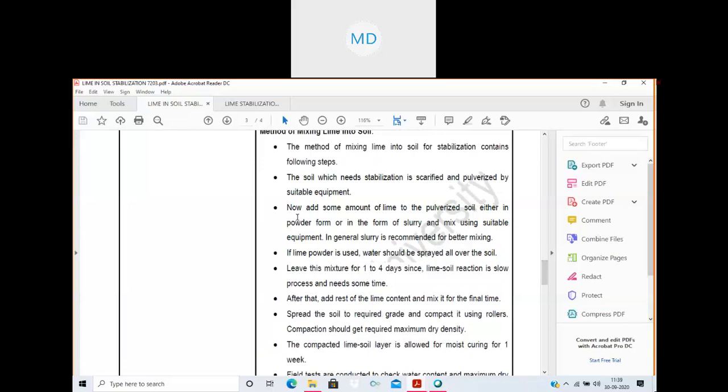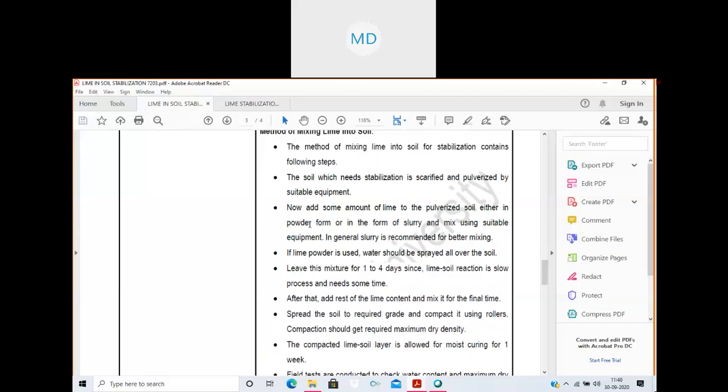Now add some amount of lime to the pulverized soil, either in powdered form or in the form of slurry, and mix using suitable equipment. In general, slurry is recommended for better mixing. So lime we can add to the soil either in the powdered form or in the form of slurry. Slurry means mixing some water with the lime, making it in the form of slurry, and then we can mix the lime into the soil using suitable equipment.